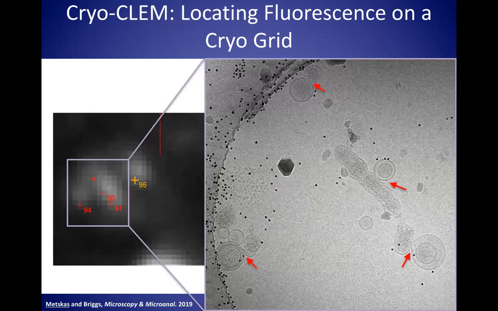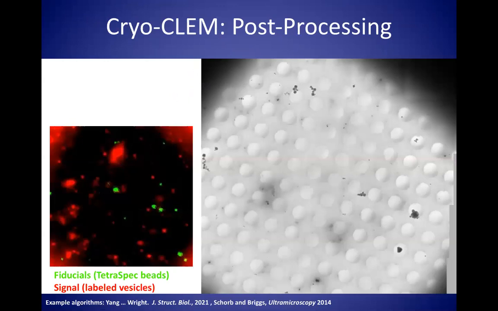So this has a precision of about 100 to 200 nanometers on average. So it's enough to aim the field of view. And then in the post-processing, we can get into the tens of nanometers. And so how this works, on the left here, I have my fluorescence image. The green dots are tetraspec beads. So those are my fiducials. And they show up in both the fluorescence and the EM. In the EM, they look like these dark little circles here. And then the red is my signal.